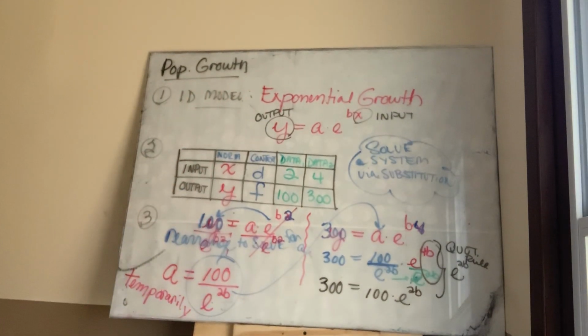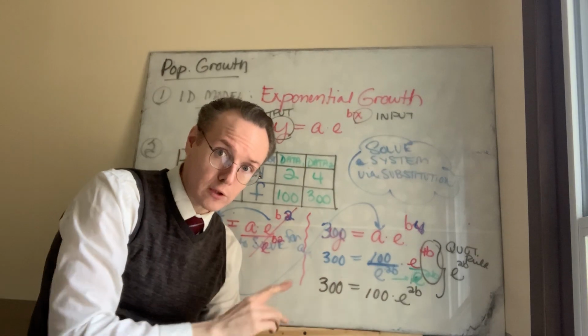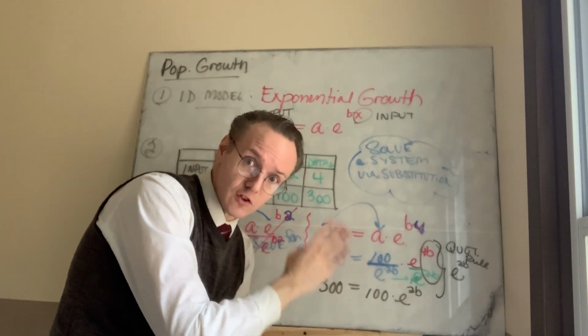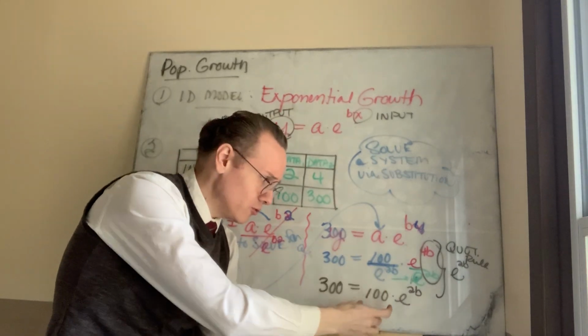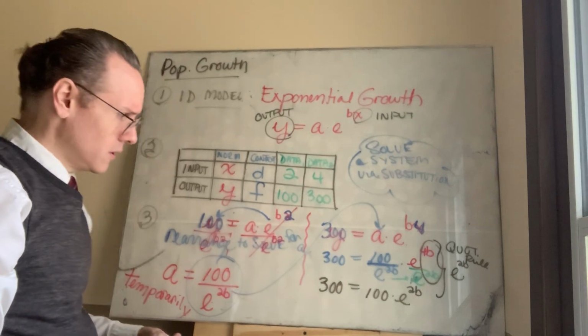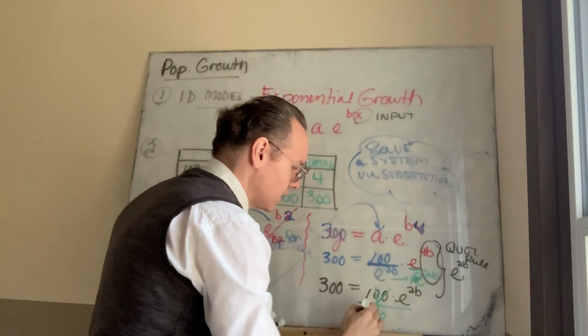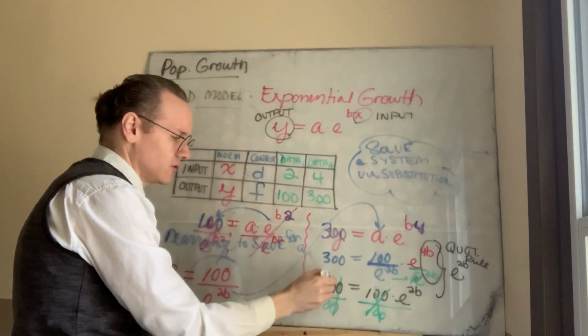Now, similar to the last problem, I'm going to employ natural log in order to solve for b at some point, but not yet. What I'm going to do is isolate e by moving the 100. So if I divide by 100 here, that'll cancel here, and then I'll divide by 100 here, and this will simplify down to just 3.